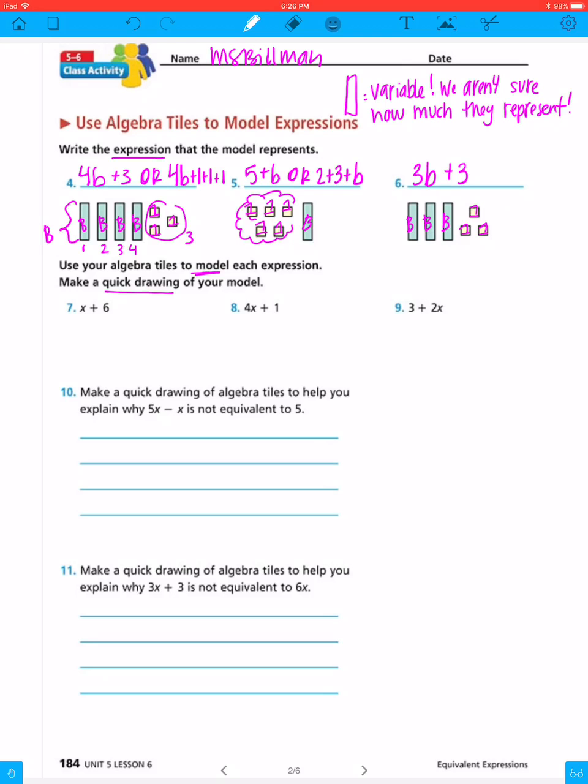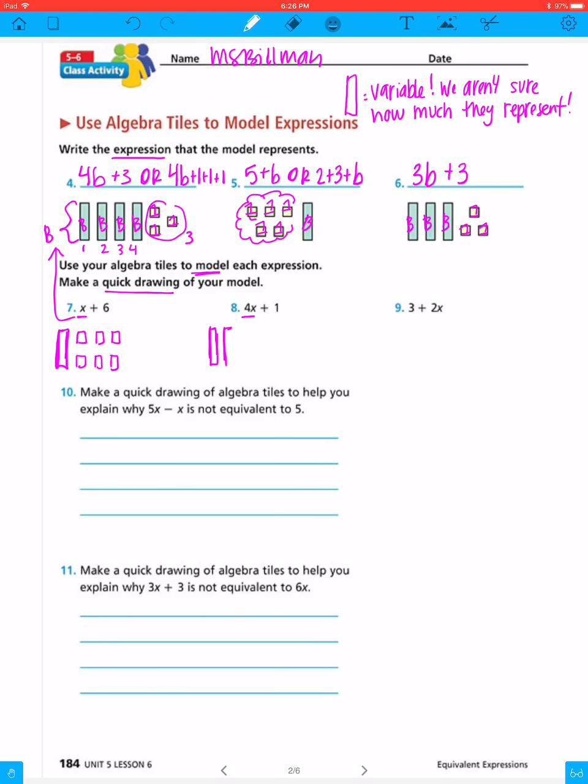So now we're going to make a quick drawing to show the model of this. I'm going to use my same idea of these rectangles. So x plus 6. So I have my long rectangle and 6 individuals. X plus 6. Modeling is awesome to help you visualize that math, especially when we're doing expressions and equations.